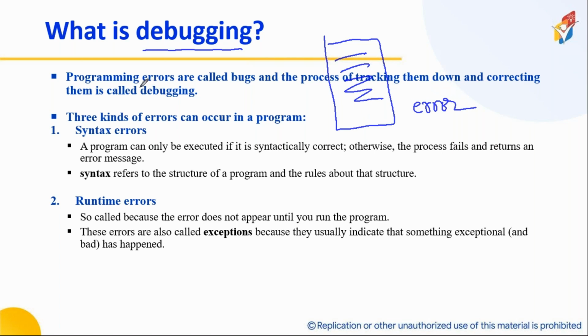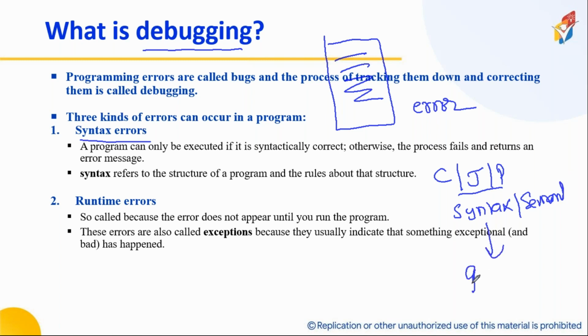Every program consists of two different kinds of errors. The first one is syntax errors. What is the meaning of syntax? For example, if I take C language, Java, or Python, every language has syntax and semantics. Let me discuss syntax and semantics. Syntax means grammar, rules. We need to follow the rules. Syntax is nothing but rules, and semantics is nothing but meaning.